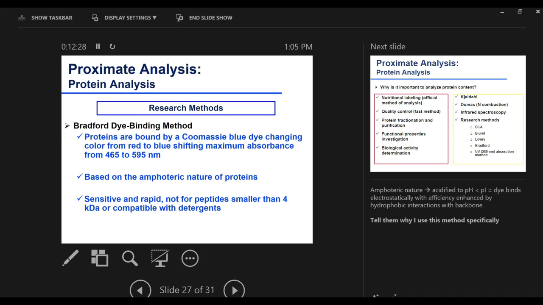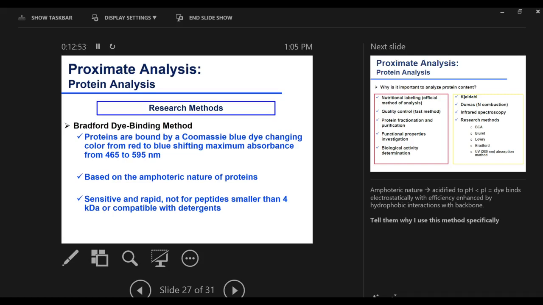So another way we can do it as a research method is the Bradford dye binding method. And this is the one I believe that you will be doing in lab for extra credit. So you'll get a chance to do this. The principle of this one is slightly different in that instead of using the reducing ability of the protein, it uses its amphoteric nature.